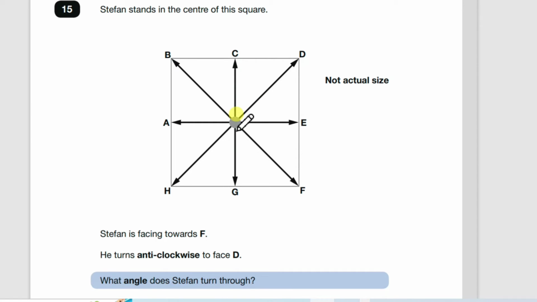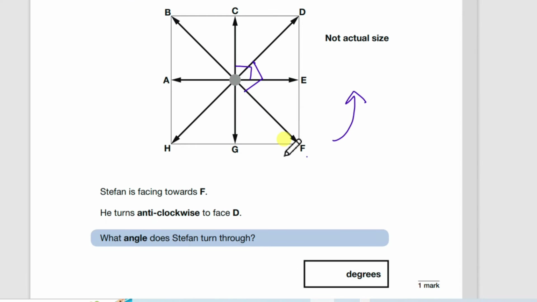Yeah. So Stefan stands in the center of this square. Okay, so he stands over here. This looks like a compass. Stefan is facing towards F. That's that way. He turns anti-clockwise. Anti-clockwise means he's going this way. So he turns this way all the way to D. F to D. It looks like he's turning a right angle. So we know a right angle is this much. This much would also be a right angle because they're all the same.